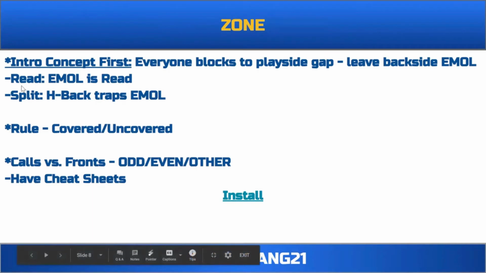If the tag read is attached, the backside end man is being read by the quarterback. If split is attached, the H back, regardless if he's on the same side of the call or the opposite side of the call, no matter where he is in the formation, is going to trap the backside end man on the line of scrimmage. Our rule is covered or uncovered.